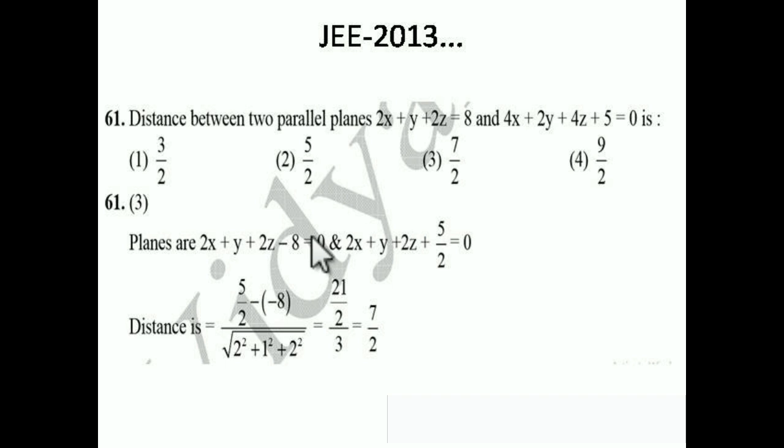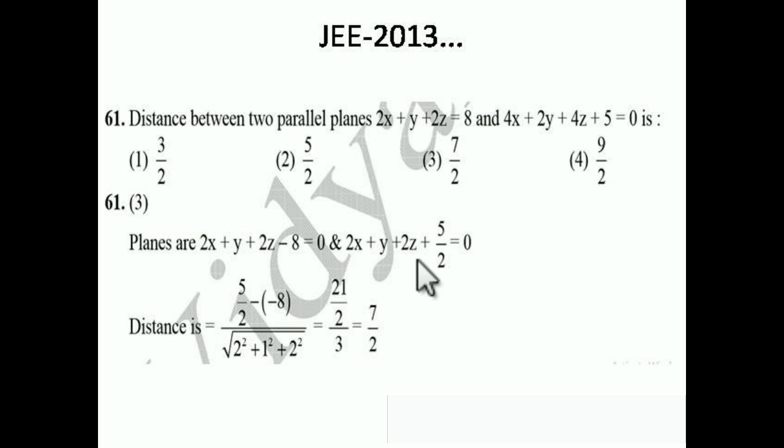So first of all, I write down the plane first, that is 2x plus y plus 2z minus 8 equals to 0. And I divide the other whole equation by 2, so that the equation comes like this: 2x plus y plus 2z plus 5 by 2 is equal to 0. Now see, in both planes the normal is same. Okay, that is 2, 1 and 2. You can multiply this equation by 2 and get the normal equal. Okay, both the things are same here.